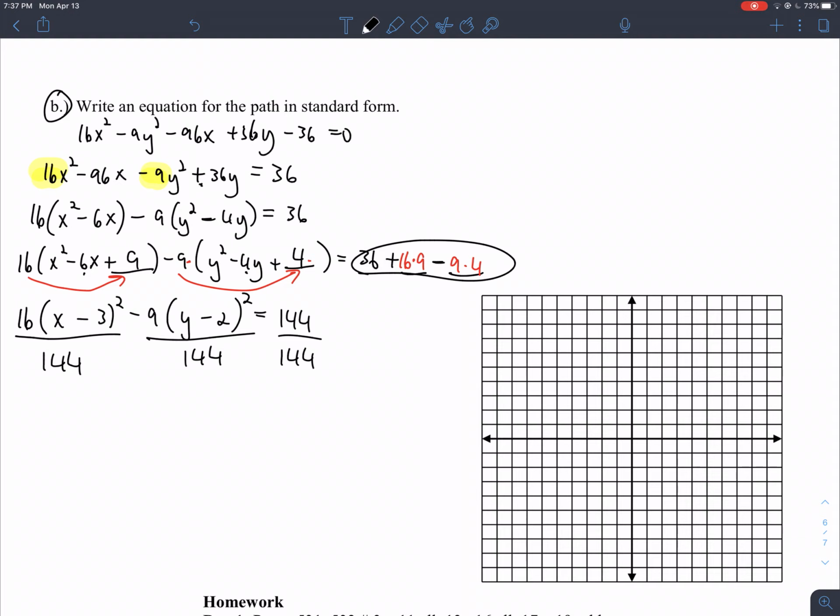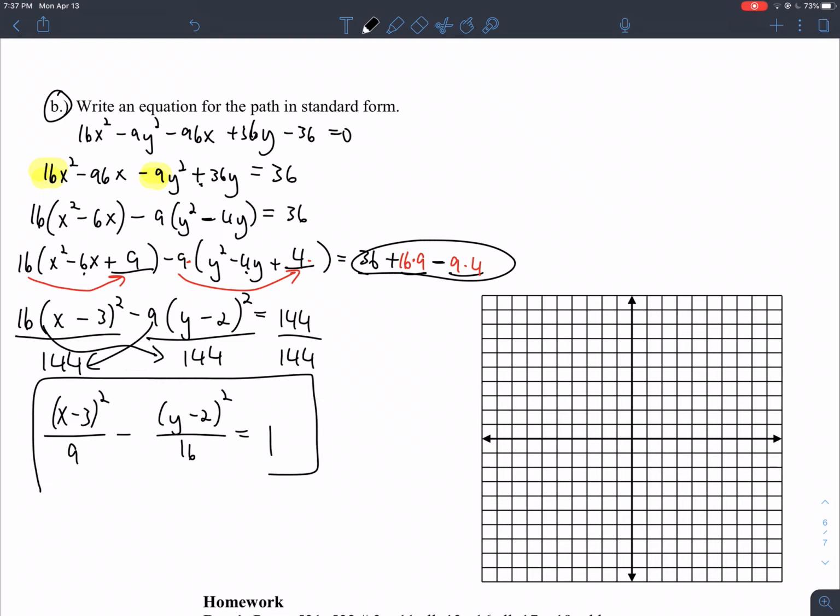So if you do the division, I believe what you get is x minus 3 squared over 9, minus, guess what? 9 went here, 16 is going to go there, y minus 2 squared over 16 equals 1. And now you have your equation for your hyperbola. And graphing that is the easy part. We did a bunch of those today.